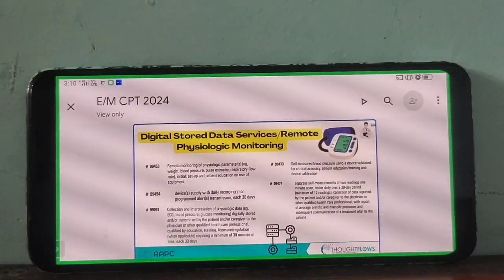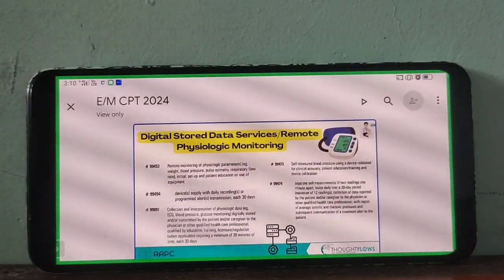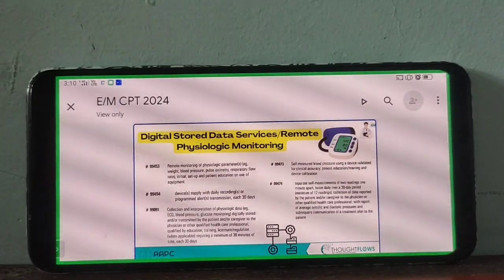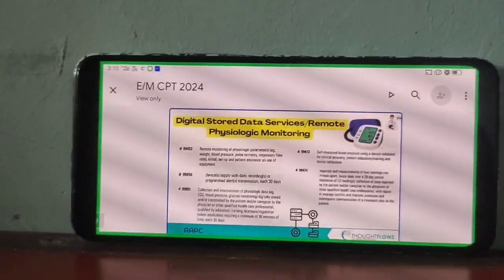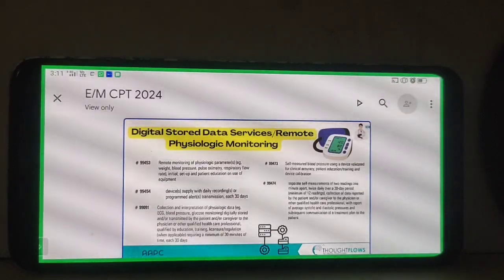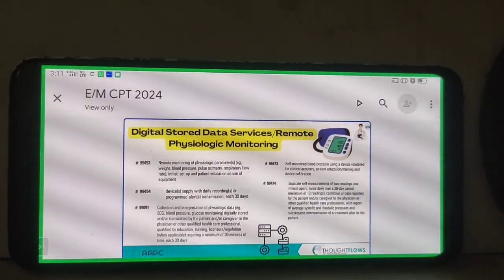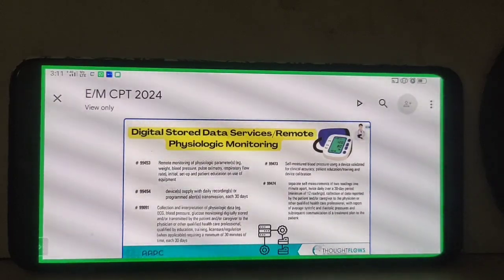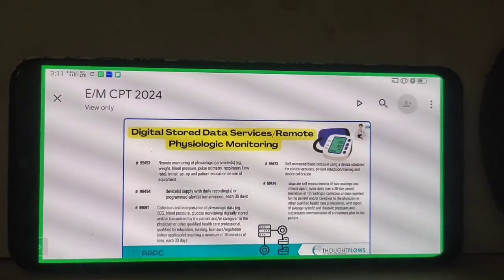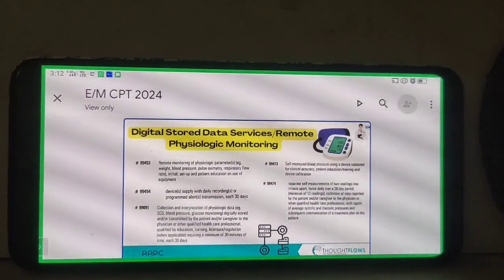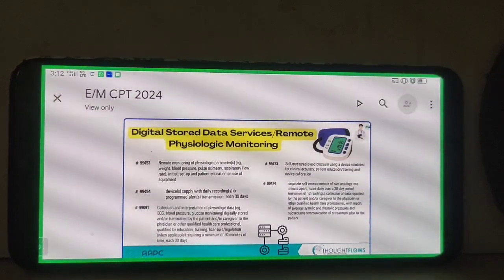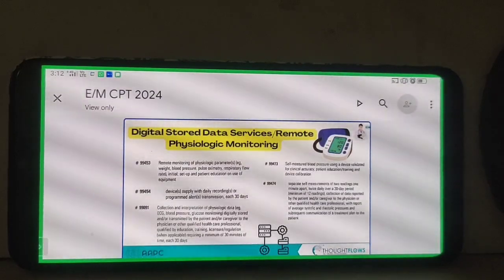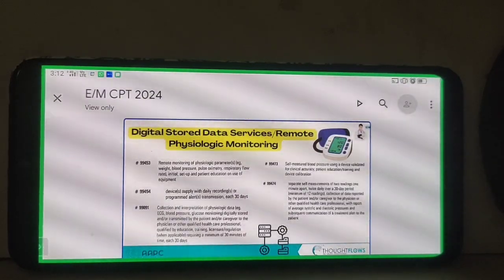The doctor gives training for the patient or caretaker on how to measure the weight, how to measure the blood pressure, through the entire month. So per month only, we can apply this code. Every month we can apply the code only one time.